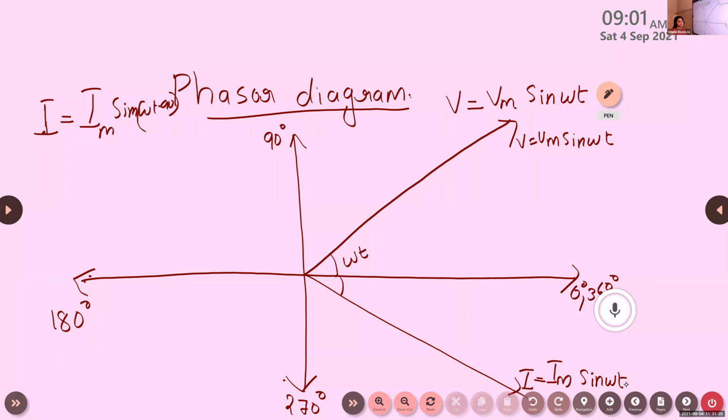In the case of resistor, both the EMF and the current are in the same phase because they possess the same phase angle omega t. But in the case of inductor, V is equal to Vm sin omega t, so it shifts by an angle omega t with respect to the origin. But the current lags the EMF by an angle of 90 degree. So the phasor diagram will be like this in the case of AC voltage through inductor.